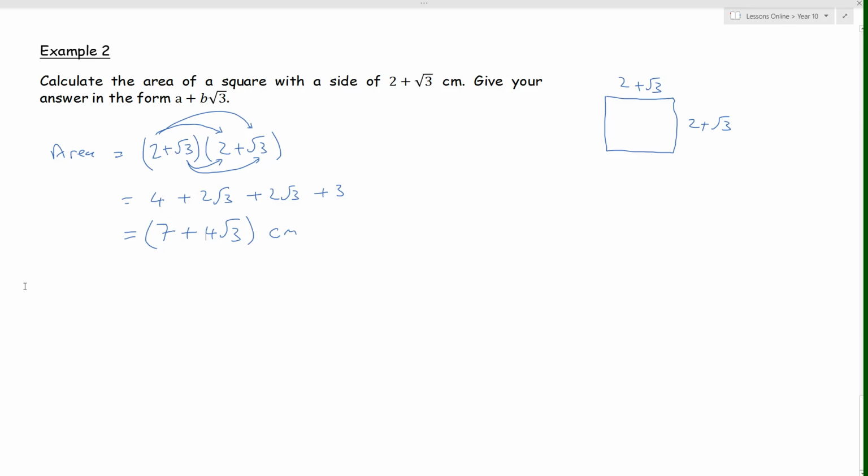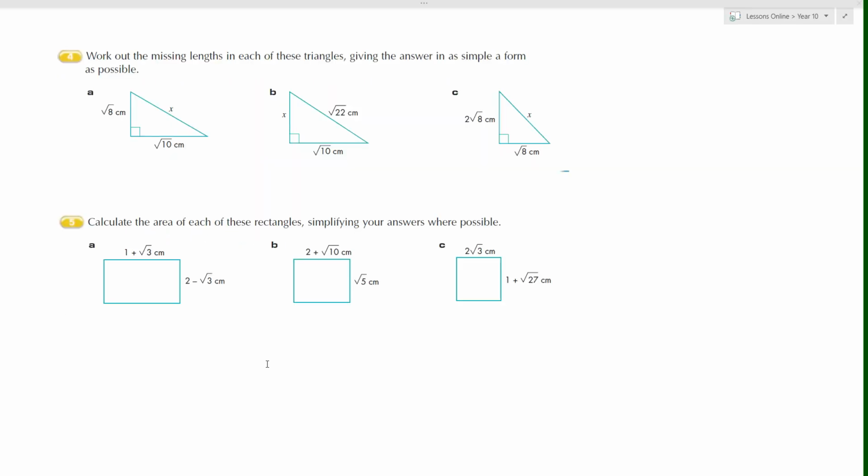Okay, and a few questions for you. So we finish off with some typical exam questions. Off you go. When you're finished, take your photos or videos and then upload them back onto Teams. Good luck.